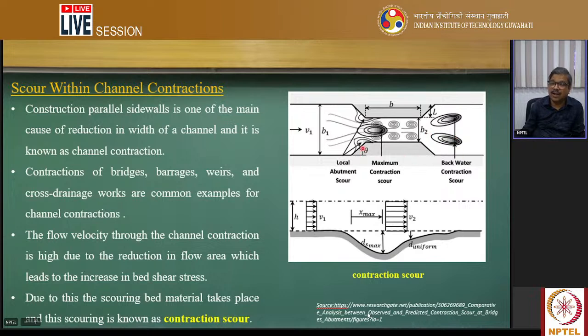There is a local abutment scour. This maximum scour will happen at these points. There will be backwater scouring as well as contraction scour. All this will happen if we constrain the channel, and here it is showing how it is happening.